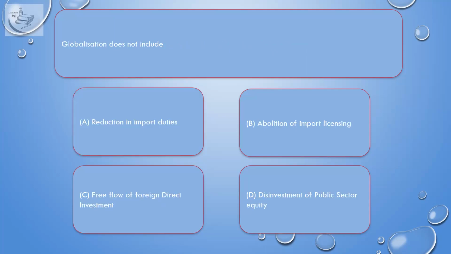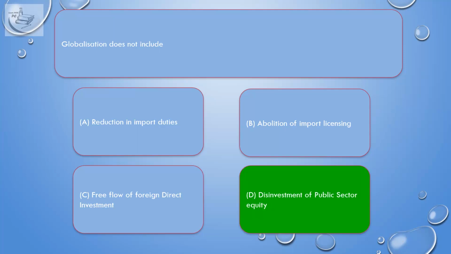Question. Globalization does not include A. Reduction in import duties. B. Abolition of import licensing. C. Free flow of foreign direct investment. D. Disinvestment of public sector equity. Correct answer is D. Disinvestment of public sector equity.